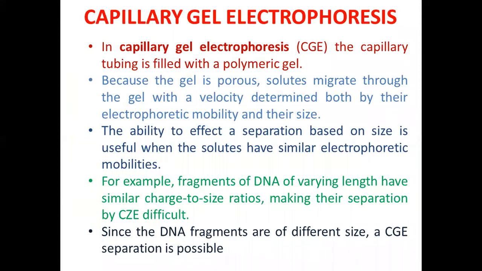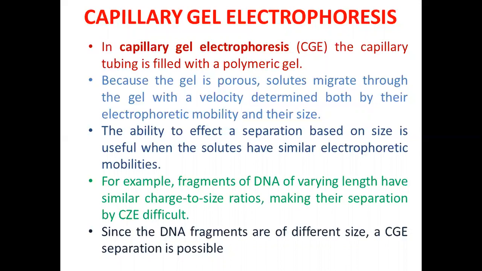Apart from micellar electrokinetic capillary chromatography, capillary gel electrophoresis is also an important electrophoretic technique for the separation of neutrals. As the name implies, the capillary tube is filled with an immobilized gel such as polyacrylamide or agarose, whatever it is, a polymeric gel. You know, gel is porous. So solute molecules will migrate through the gel with their own velocity. This velocity is called the electrophoretic velocity.